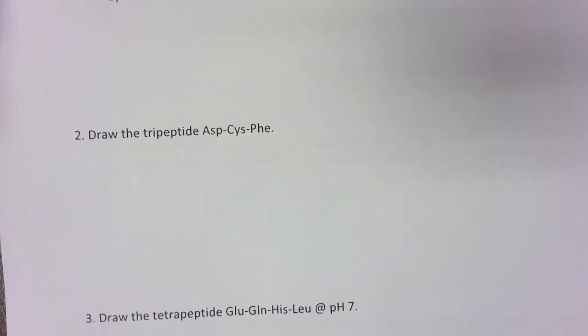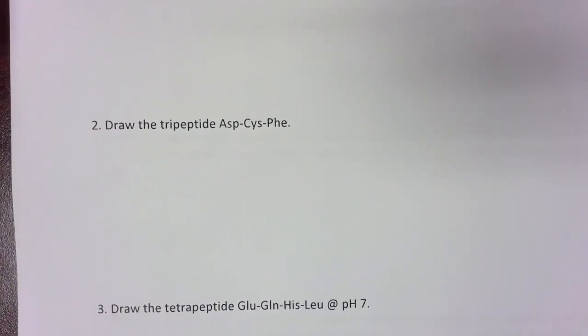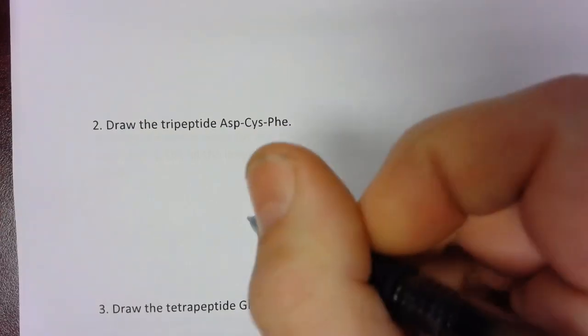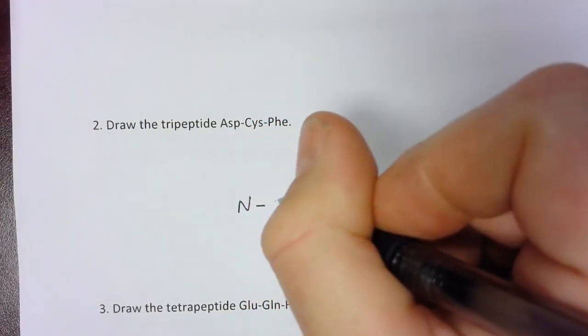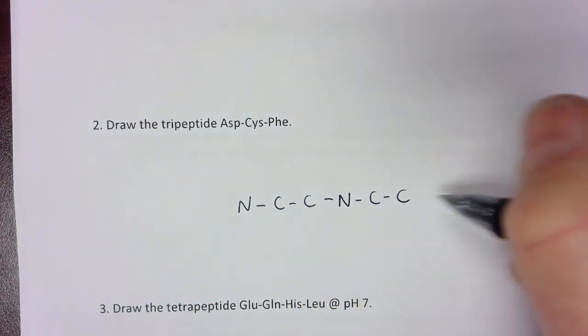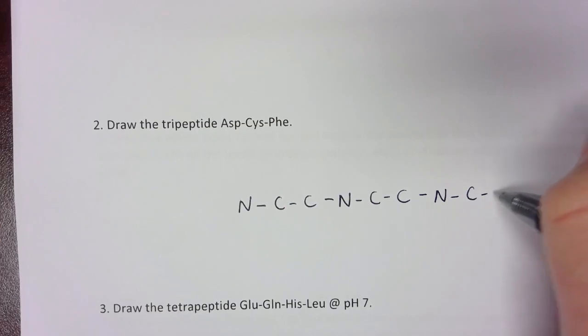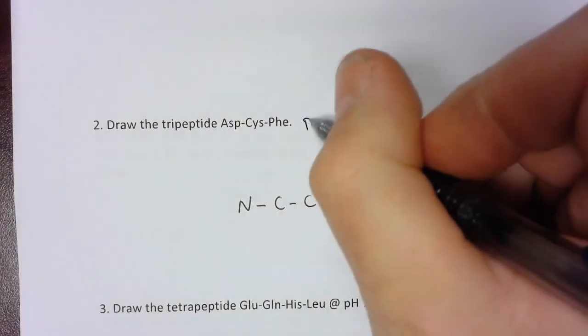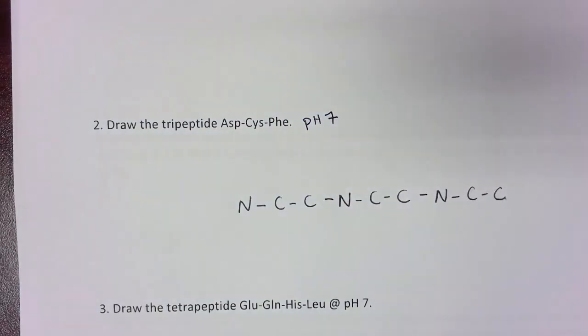Question 2 asks you to draw the tripeptide, aspartic acid, cysteine, phenylalanine. So just like with every peptide that we draw, we begin the same way. Start with NCC for each amino acid. Since there's 3, I need 3 NCCs. And I didn't specify pH here, so I'm going to go ahead and do that now. Let's say this is at pH 7.